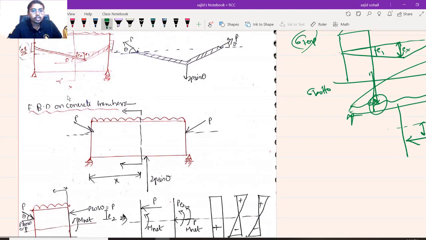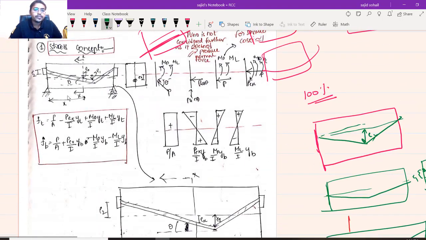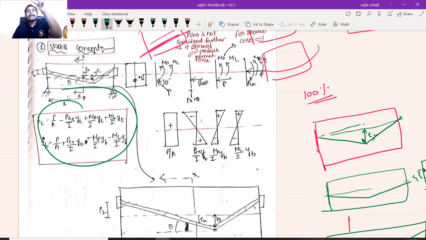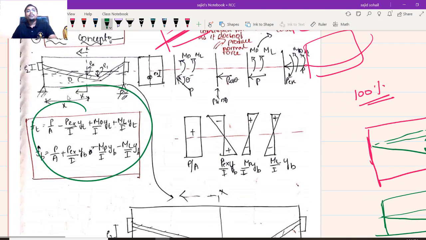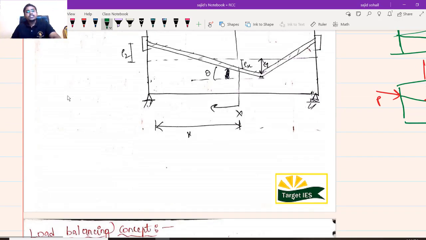I hope you got the concept. Are you able to understand the concept? It is very simple, there is nothing to worry about. You will get it like this. Not at all a problem. I hope you got the stress concept. It is not 100% accurate, there are some issues with this. Now let us see the next concept, which is the load balancing concept.